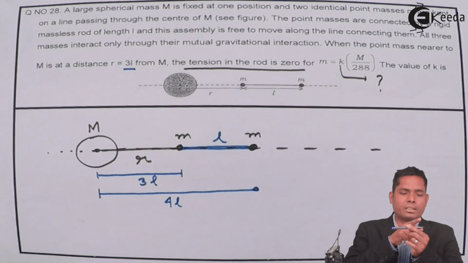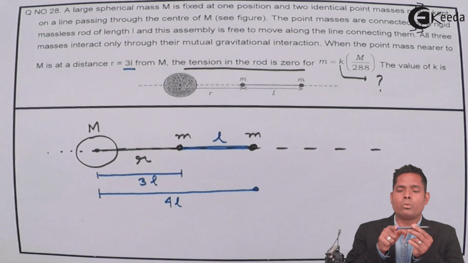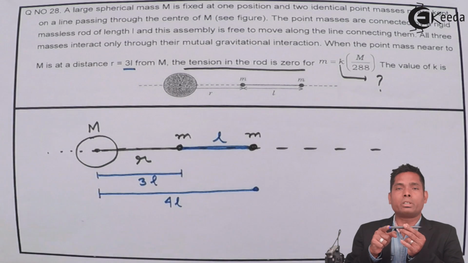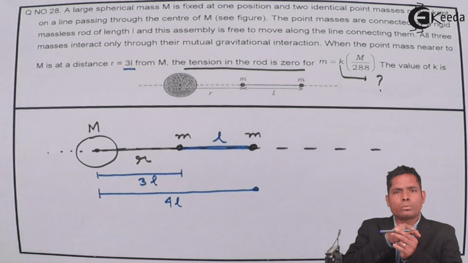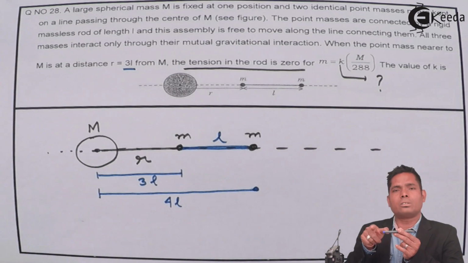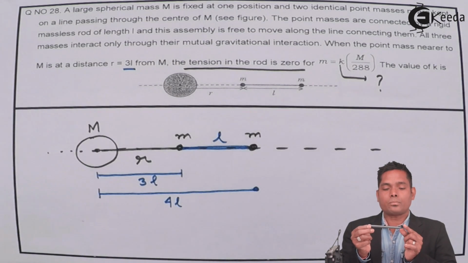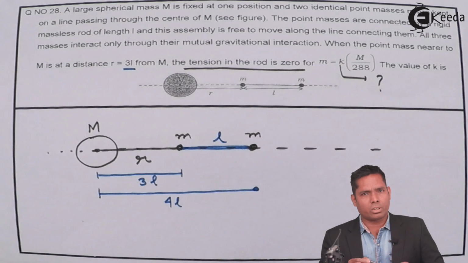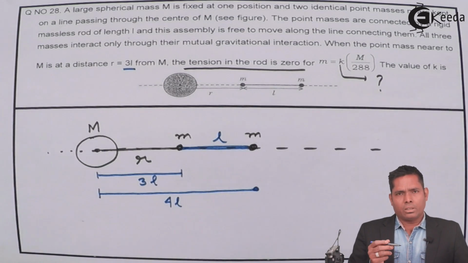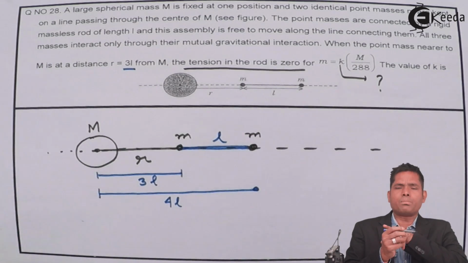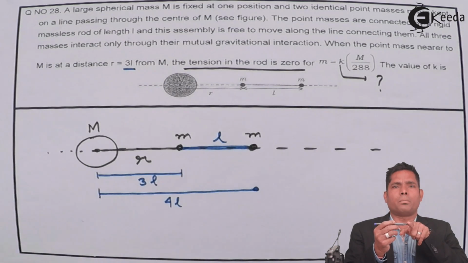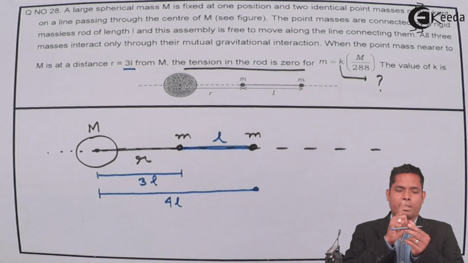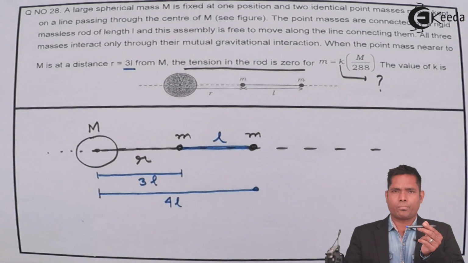If both the masses move in one direction, suppose like this, with 2 meters per second square, and this also moves with 2 meters per second square in this direction, then the rod will not have any tension because both are moving with the same acceleration. That means the acceleration on this mass and this mass must be the same. That means the net force on this mass and this mass must be the same.